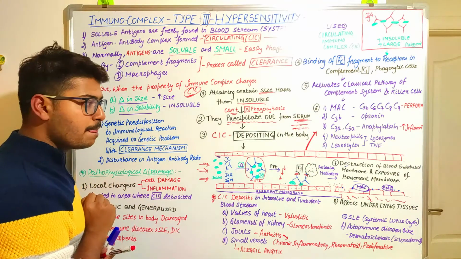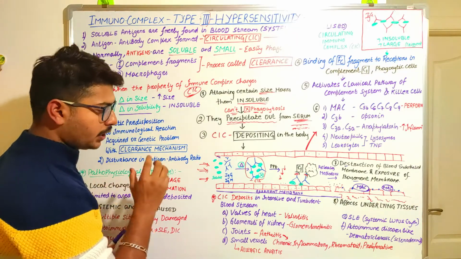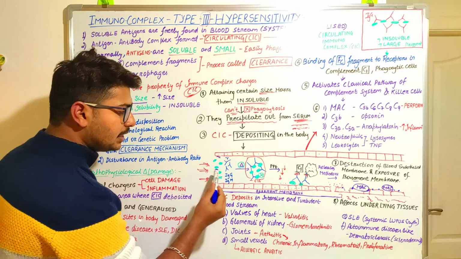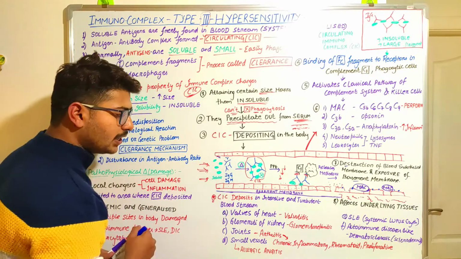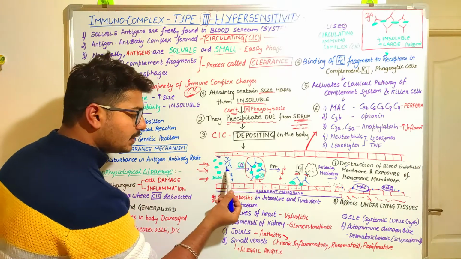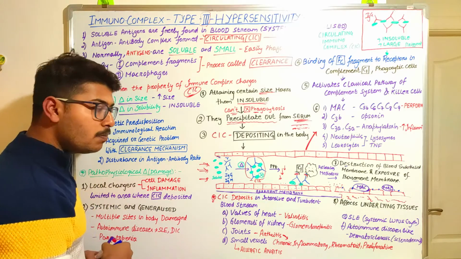What happens in a normal condition? When there is presence of these soluble antigens, they are going to bind with the antibodies that are freely moving in the blood serum. What will happen? This antibody will bind with this antigen to form the antigen antibody complex.